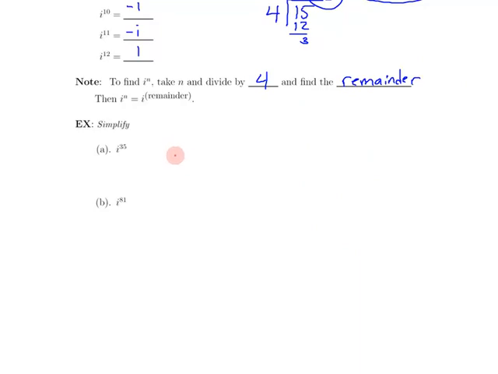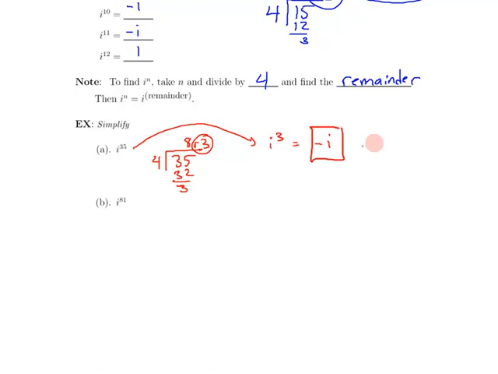i to the 35th. Right? Take 35, divide it by 4. 4 goes in there 8 times. 8 times 4 is 32 with a remainder of 3. So i to the 35th is i to the 3rd, which we know is negative i. So i to the 35th is negative i. That's it.